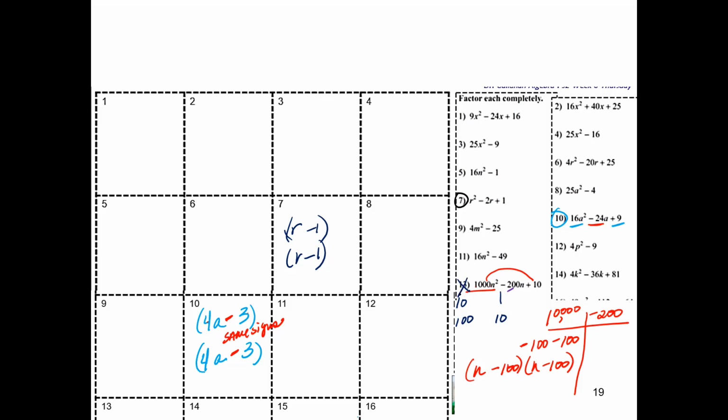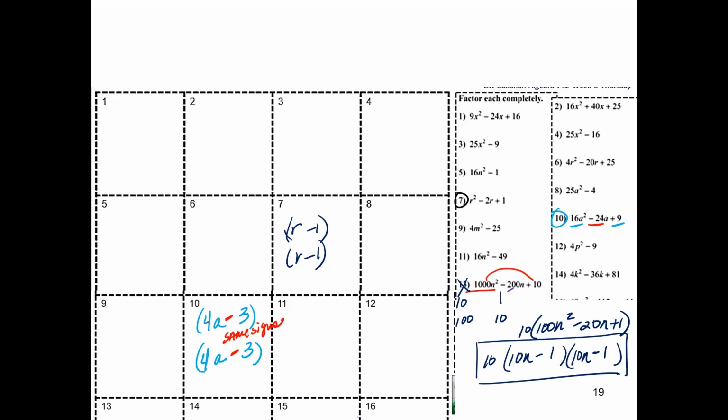Actually, we're just going to skip this one. Don't bother with it. We're not going to worry about that, although I haven't taught you guys this technique yet. But if you look at the 1,210, you can actually take out a 10, which will give you 100n squared minus 20n plus 1. So then when you look at it this way, you can actually have a 10n minus 1, 10n minus 1, which will actually, when you FOIL it out, give you this answer. So this right here will be your answer for that.